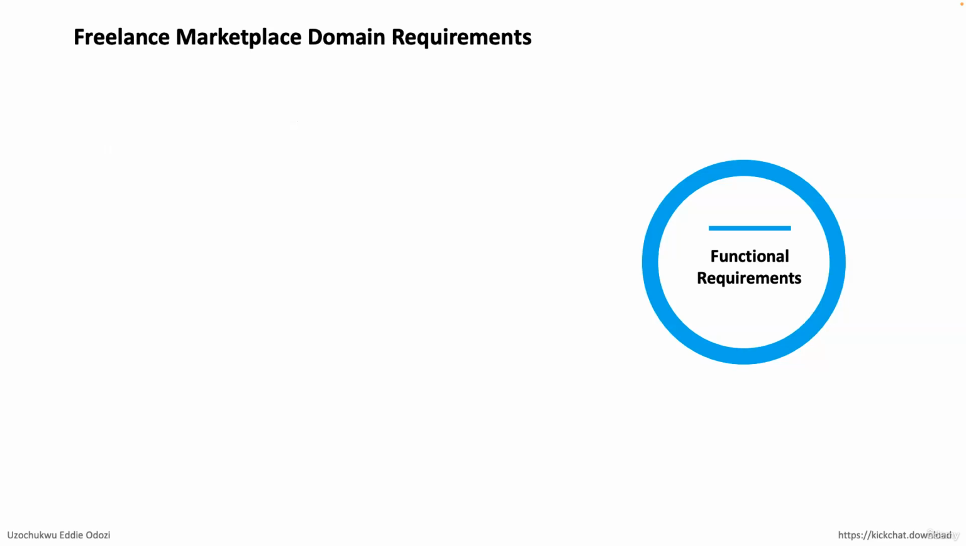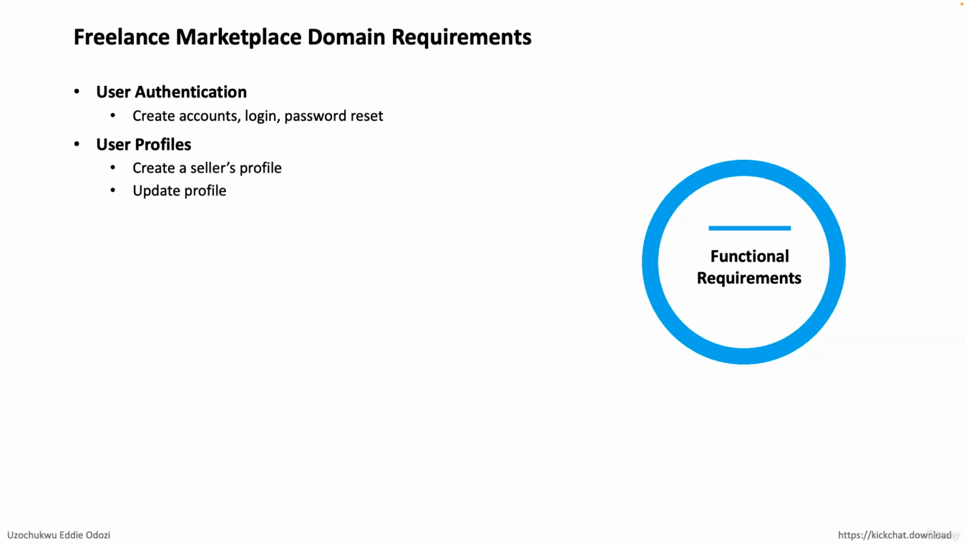Now, let us define the functional requirements for our freelance marketplace. So for the freelance marketplace that we want to build, what are the functional requirements? Okay, user authentication. One functional requirement is user authentication. So users should be able to create accounts. They should be able to log in. Users should be able to reset their passwords. Okay, so this is one functional requirement for our own freelance marketplace. That is why we are going to have our auth service as a separate service. So user authentication is one.